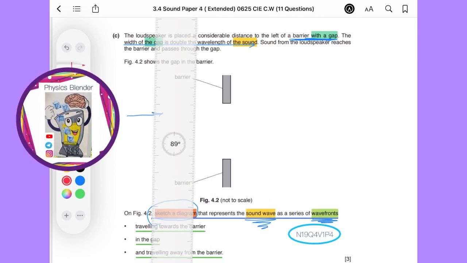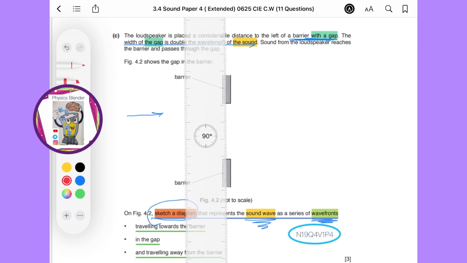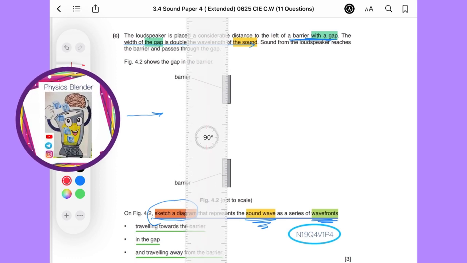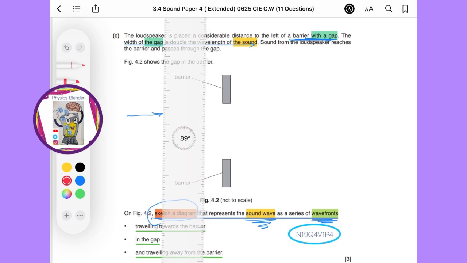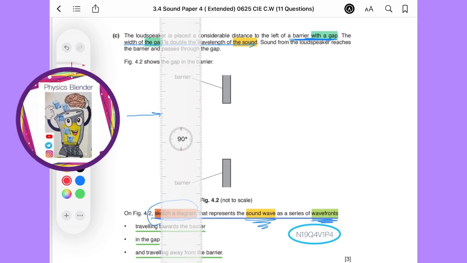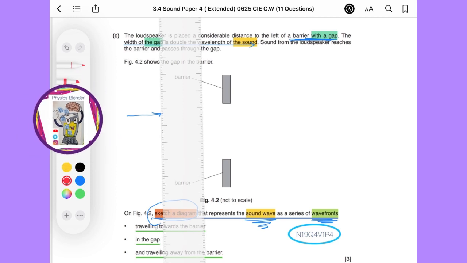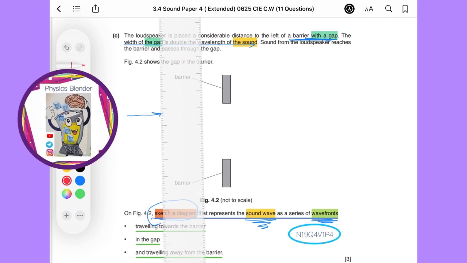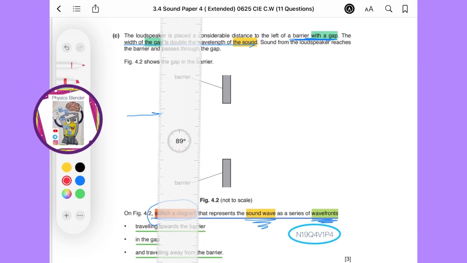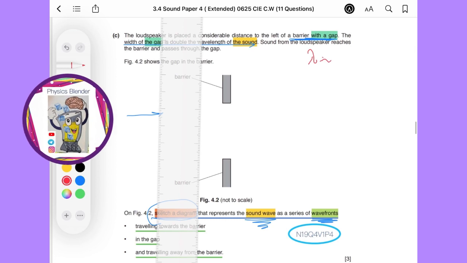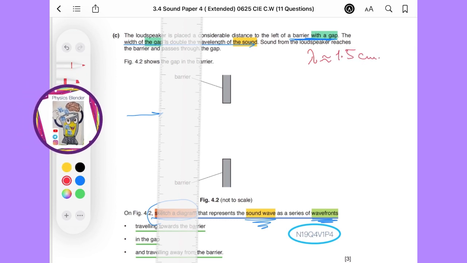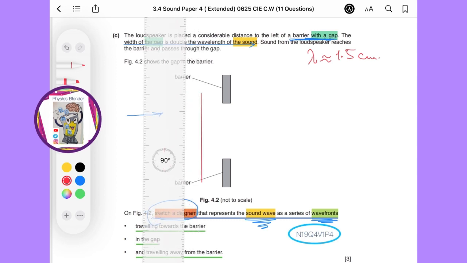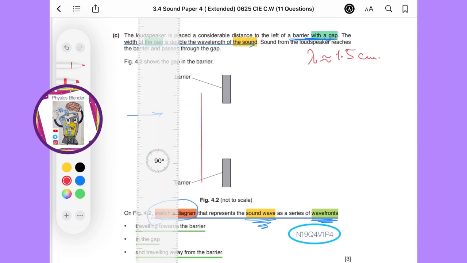Okay. The width of the gap is almost 3 centimeters according to my diagram. So you have to draw wave fronts. The distance or the spaces between wave fronts will be almost 1.5, half. So the wavelength here is almost 1.5 centimeters according to my diagram. So we will draw here 2 or 3 wave fronts. So we are sketching, no need to measure.